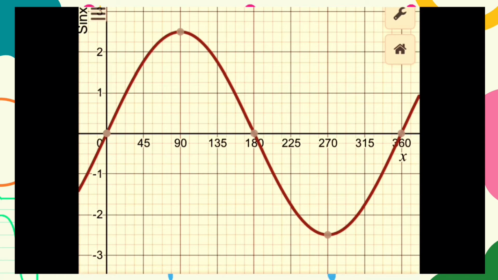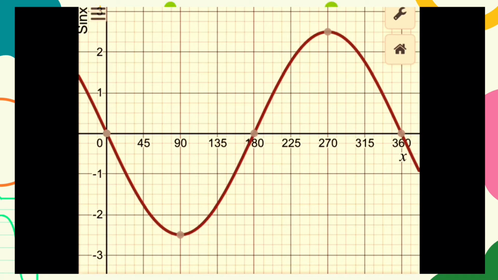If I make it negative, the magnitude is still 2.5. Even though it's negative 2.5 sine x, the magnitude is, as I say, a magnitude, so it should be positive 2.5, right?